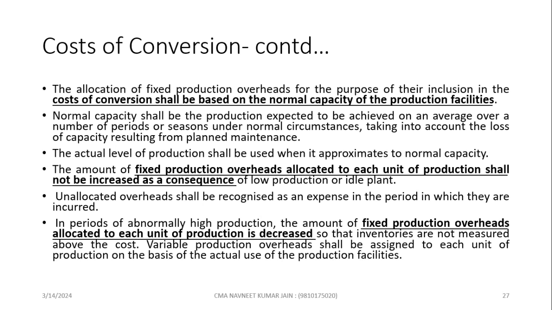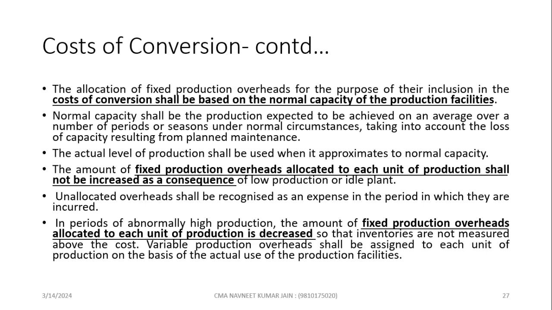Unallocated overheads shall be recognized as an expense in the period in which they are incurred. Now, what does it mean? Does it mean that they will be allowed as a part of cost? So again, there is a confusion on this. In periods of abnormally high production, the amount of fixed production overheads allocated to each unit of production is decreased so that the inventories are not measured above the cost.